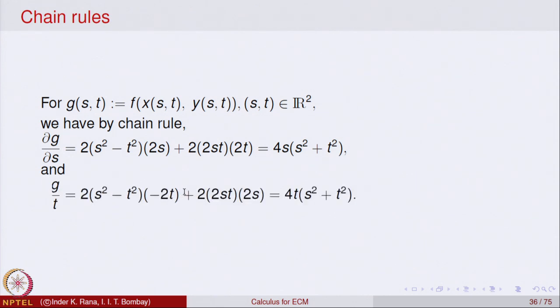Similarly, we can find the partial derivative of g with respect to t: the partial derivative of f with respect to x times the partial derivative of x with respect to t, plus the partial derivative of f with respect to y times the partial derivative of y with respect to t, and all are put in terms of s and t. So, your answer eventually is in terms of s and t. This is how you apply the chain rule and compute the partial derivative of composite functions.